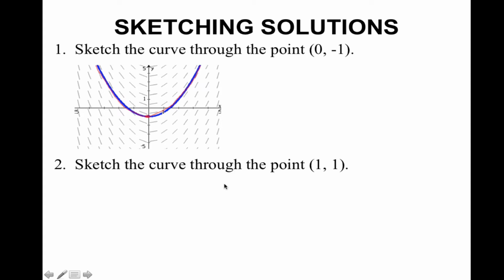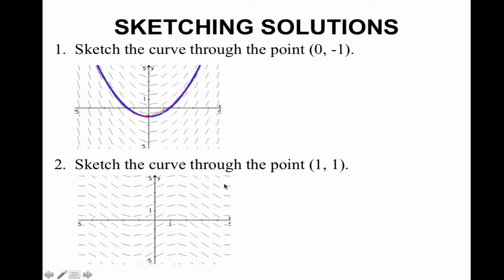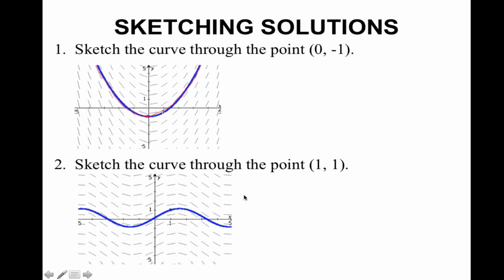All right, so now I want you to try and sketch the curve through the point (1, 1) on this given slope field. All right, let's see how you did. If you sketched it appropriately, your curve should look like this. Notice that I start by putting the point at (1, 1), and I'm following the direction of the small little tangent lines as best as I can.